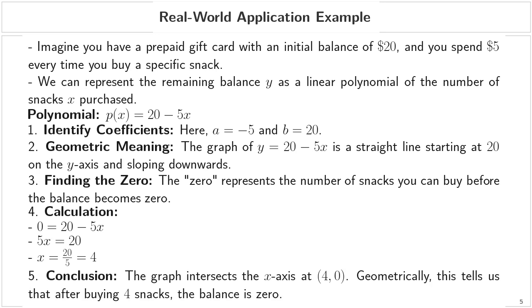So, what is our conclusion? The graph of this equation intersects the x-axis at the point 4, 0. Geometrically, this tells us that after purchasing exactly 4 snacks, your balance becomes 0. In the next slide, we will look at a more formal mathematical example to practice the plotting process itself.